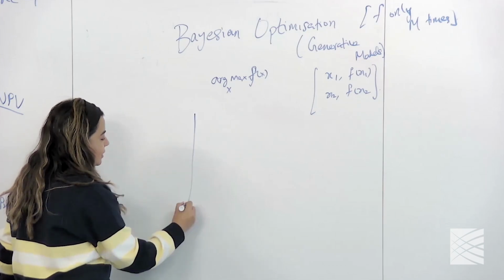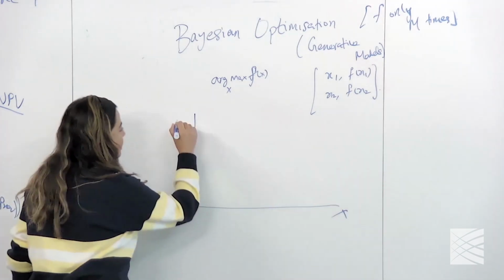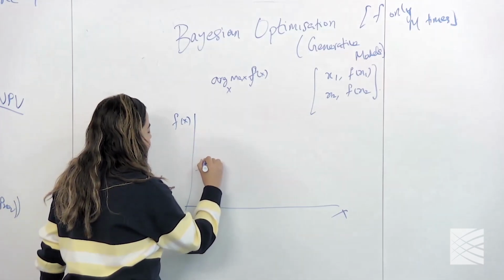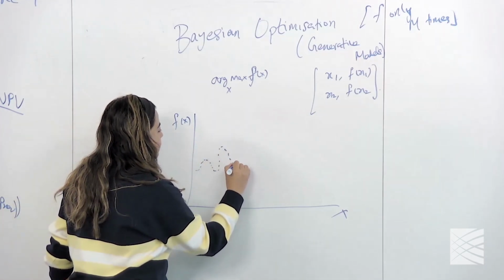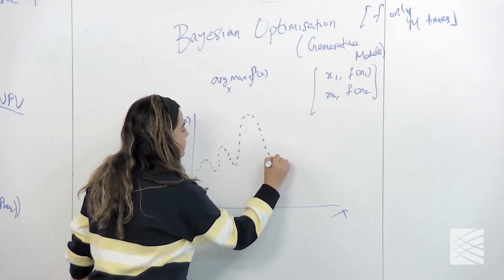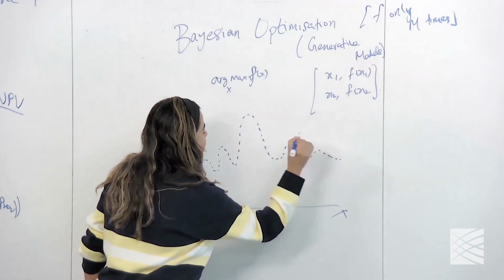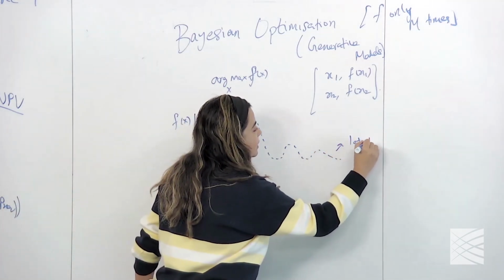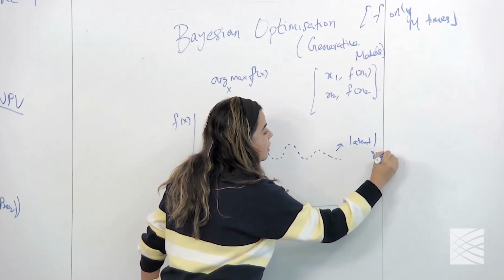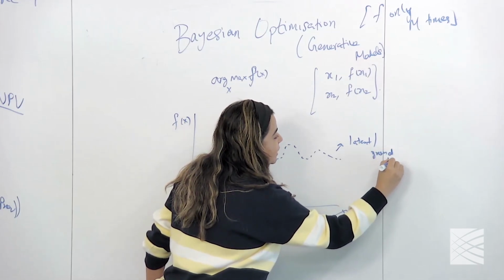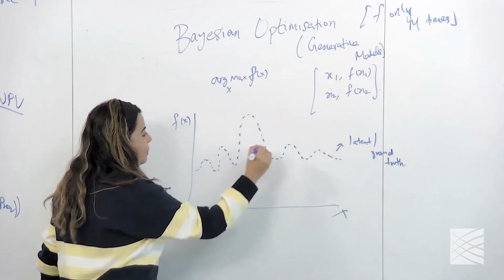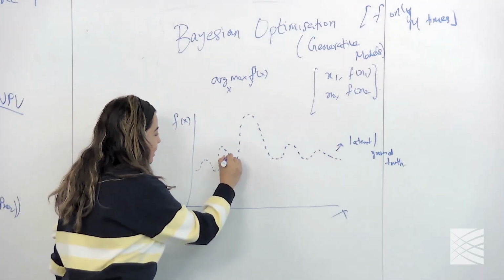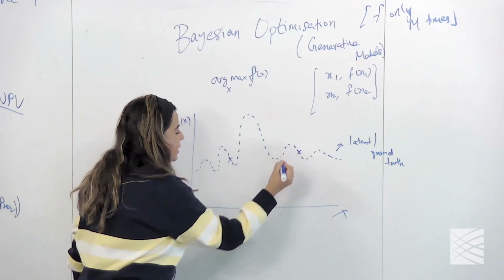So imagine that this is my latent ground truth. Right? And I obviously don't know this, but for the purposes of illustration. And my points, the 2 points whose expensive evaluations I have access to, live here and here.